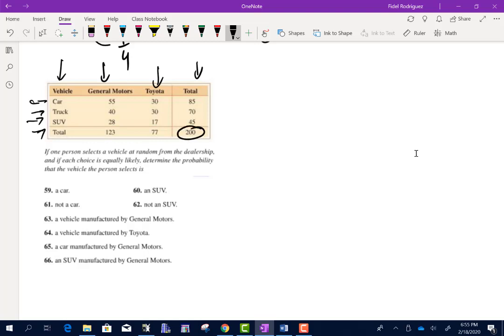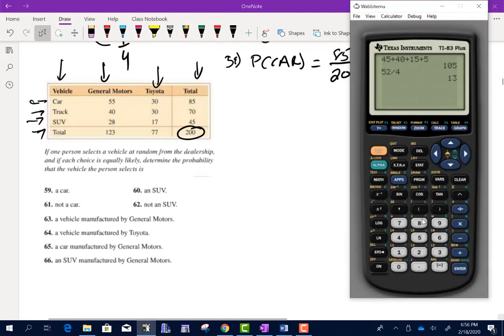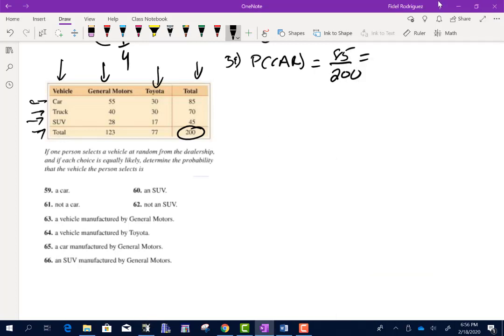Okay, so for 59, it says, what's the probability that we're going to get a car? Well, out of the 200 vehicles, how many of them are cars? 85, right? So I know I can at least divide them both by 5. So 85 divided by 5 is 17. 200 divided by 5 should give me 40. So we'll have 17 out of 40.